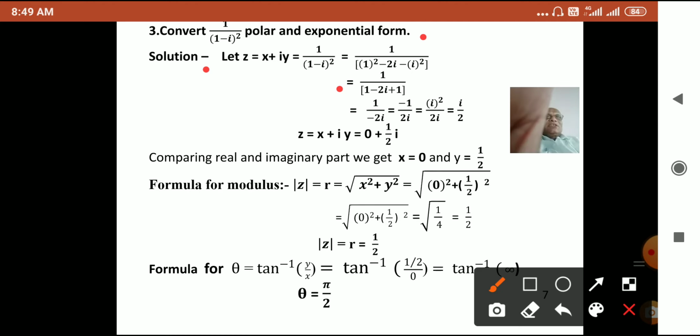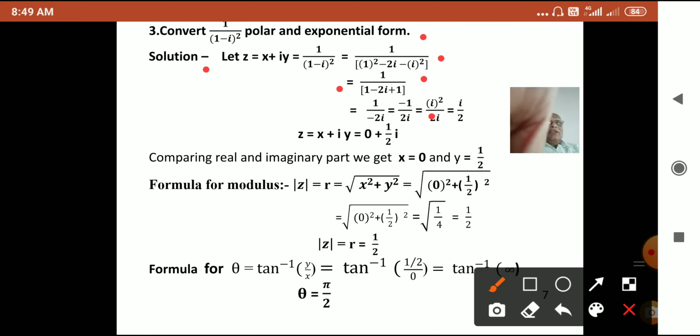So there is some mistake. When we square this term, that is i square, the last term squared, there must be a plus sign, and i square will be minus. So instead of here, this must be minus 1. So plus 1 minus twice i minus 1. So plus 1 minus 1 gets cancelled, and we get 1 upon minus twice i, that is equal to 1 upon twice i. So instead of minus 1 we take i square, and this will finally be i by 2.